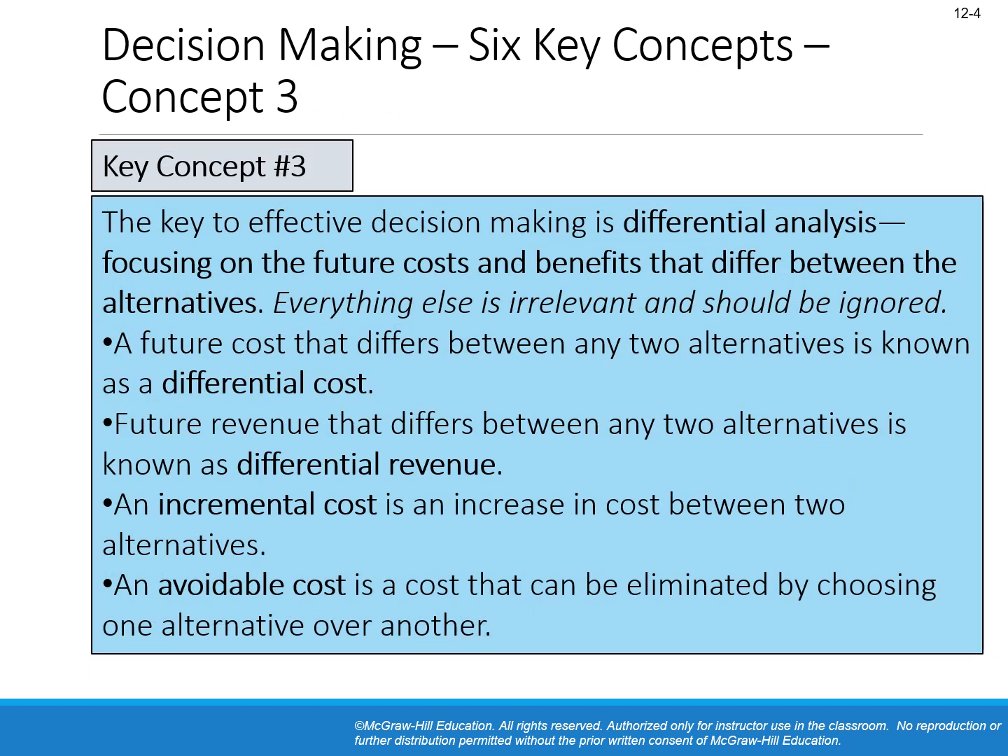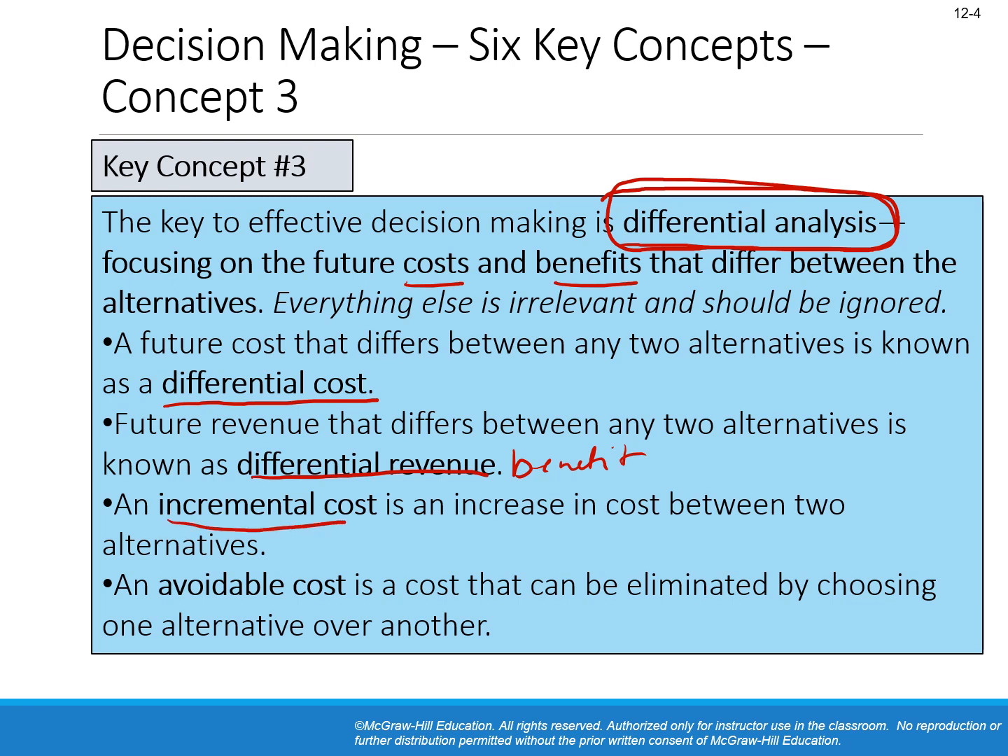The key to effective decision making is differential analysis, or analyzing the difference between two alternatives when it comes to costs and benefits, focusing on future costs and benefits that differ between alternatives. So differential cost, differential revenue or benefit. Incremental cost is an increase in cost between two alternatives. So incremental is simply the additional, anything additional.